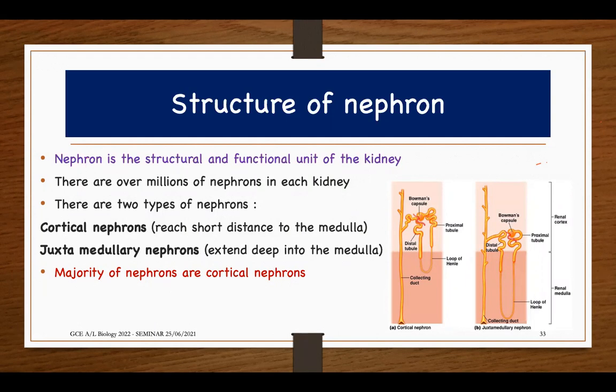Okay, and back to the lesson. Remember that a majority of the nephrons are cortical nephrons, so the nephrons don't go very deep into the medulla. Nephron is the structural and functional unit, and there are millions of nephrons that make up each kidney. Okay, all right.